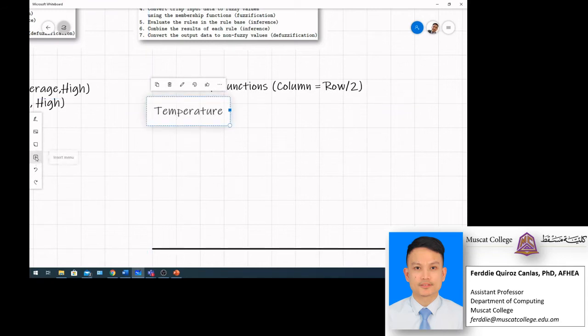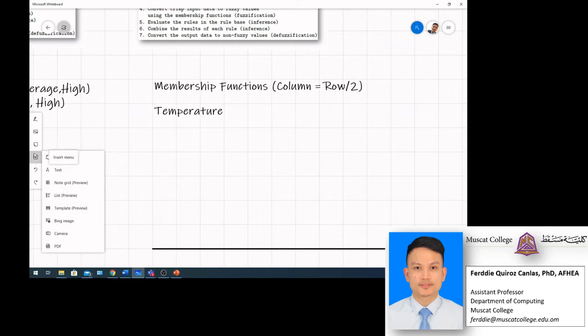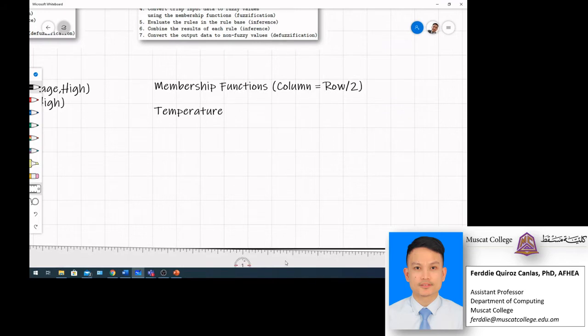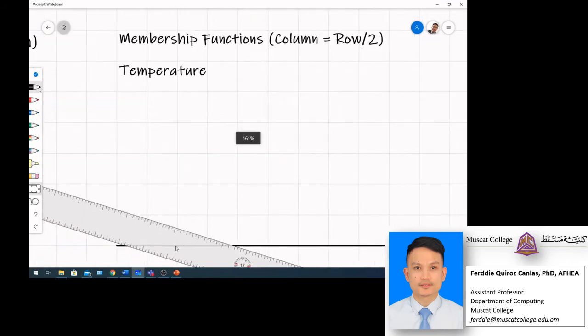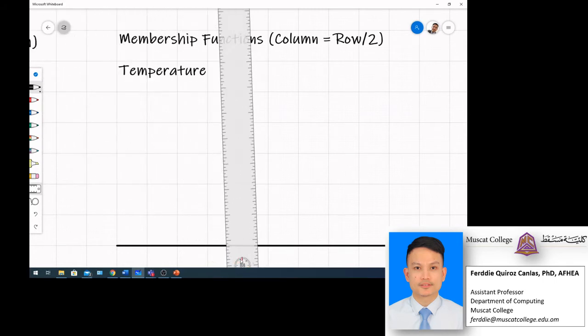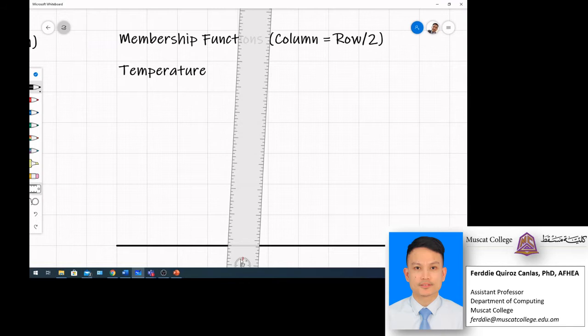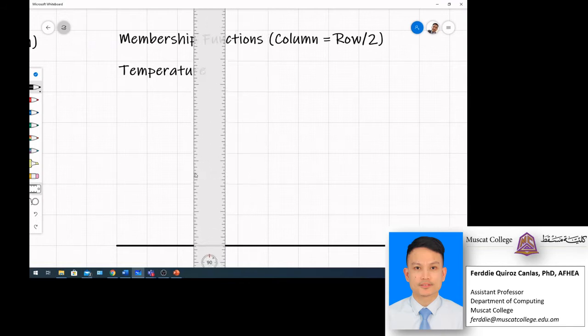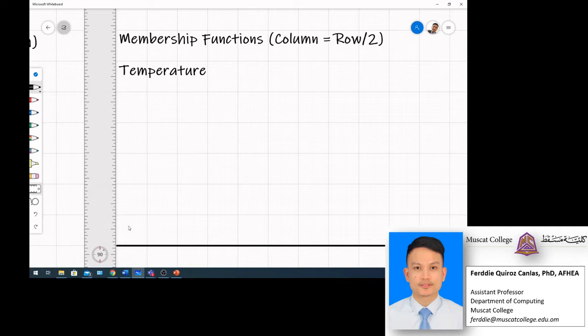I just want to make my drawing proportional. So let me just rotate this to 90 degrees. Okay. Let me put it here. So you have to make 1, 2, 3, 4, 5. So let me draw a line. Okay. Let me remove this ruler for the meantime.